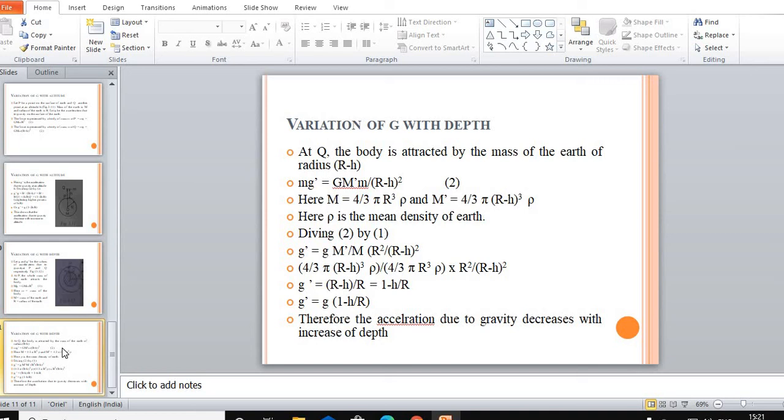That is 4 by 3 pi (R minus h) the whole cube into rho divided by 4 by 3 pi R cubed rho into R squared divided by (R minus h) the whole squared. So g prime is equal to g into (R minus h) divided by R, that is equal to 1 minus h by R. So g prime equal to g into (1 minus h by R). Therefore, the acceleration due to gravity decreases with increase of depth.